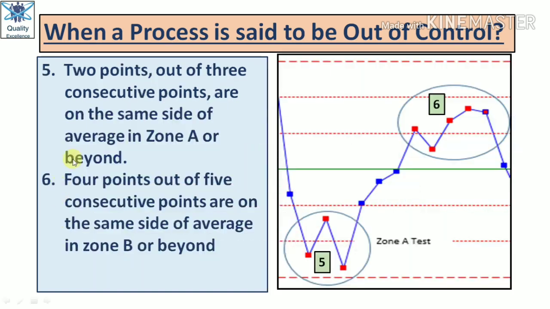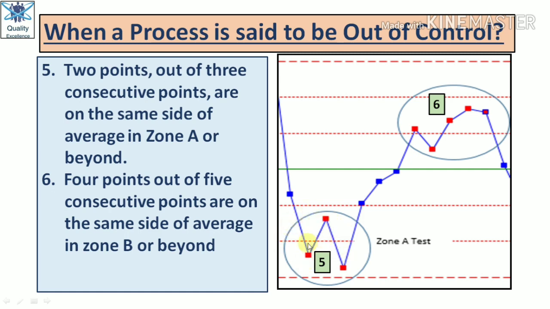Fifth one is 2 points out of 3 consecutive points are on the same side of the average in zone A or beyond. So you can see here, this is zone C, B and A. Here this is C, B and A. So if we consider condition 5 here, then 3 consecutive points are there. Out of these 3 consecutive points, these 2 points are in zone A or beyond. So this condition is considered as an out of control condition.